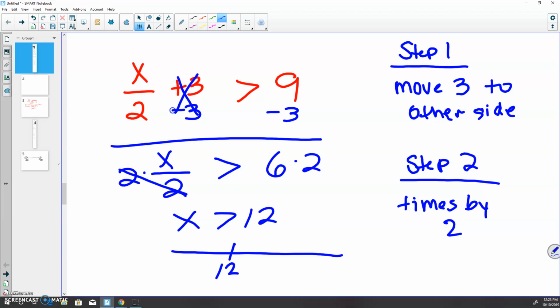On your number line, you would circle 12. It's going to be an open circle because it's just greater than. It's going to go to the right.